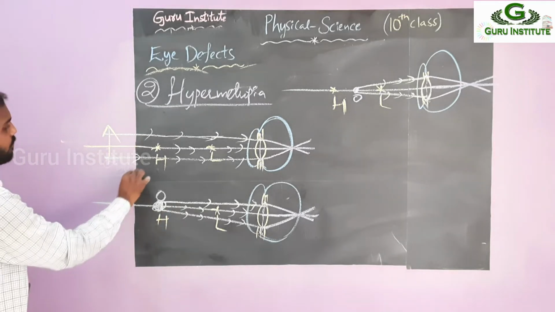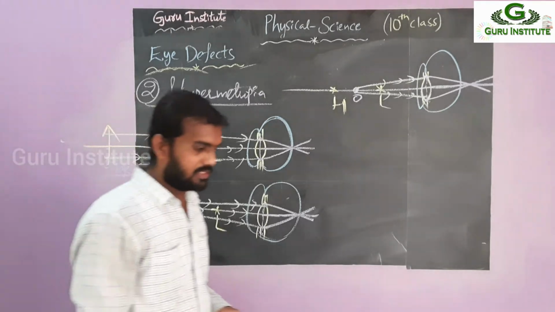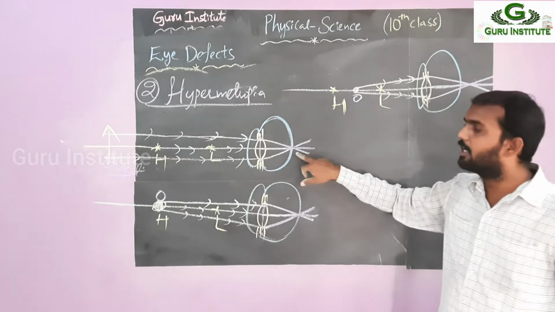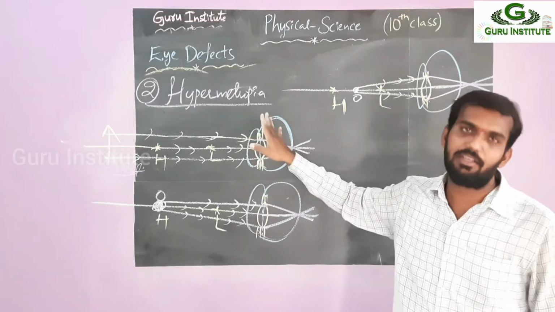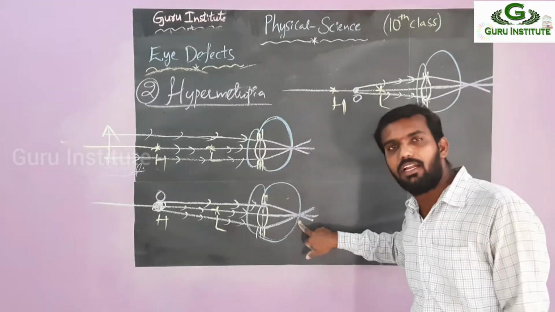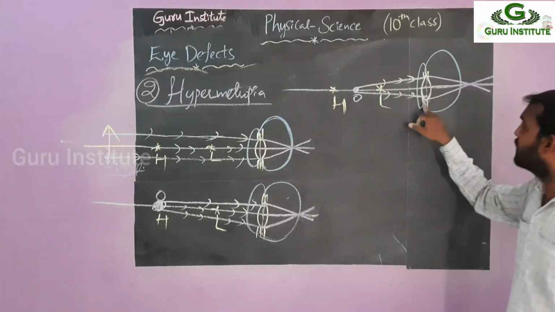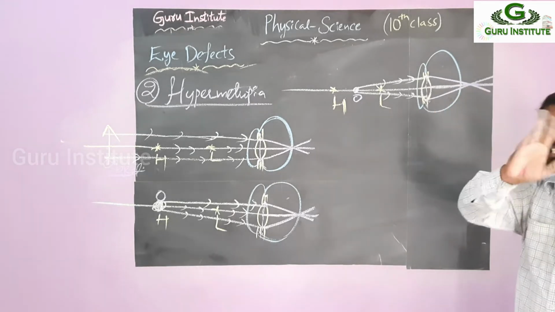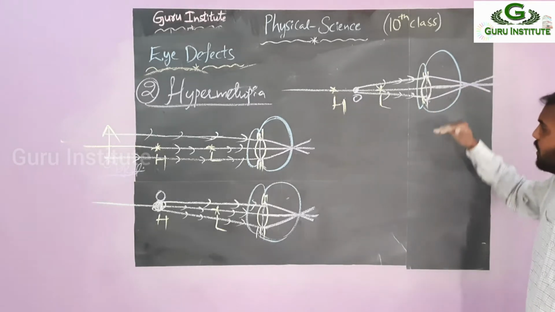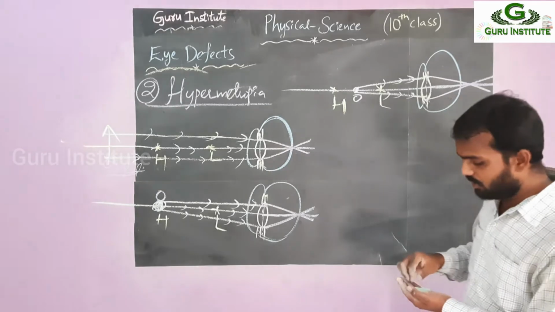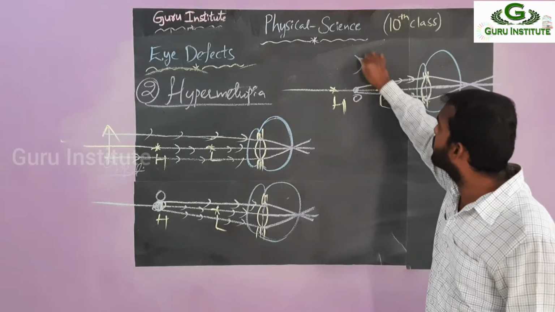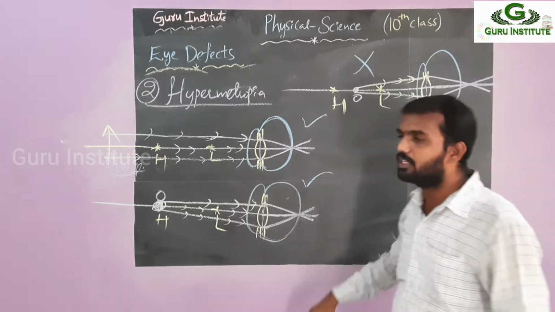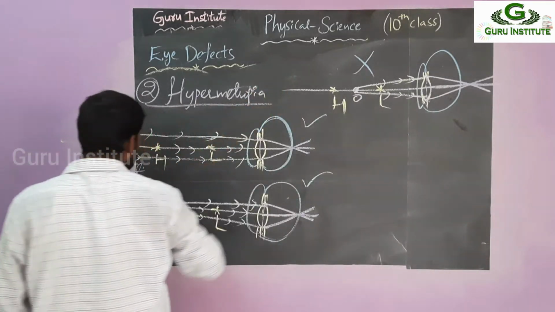Now observe these three pictures. What do you observe? Here the image is made on the retina, so the image is clear. Here also it is made on the retina, so the image is clear. Here they are made after the retina. If they meet on the retina only, the image is clear. Before the retina or after the retina, it is not clear. So in these two pictures you can see the image, but there you can't see it.